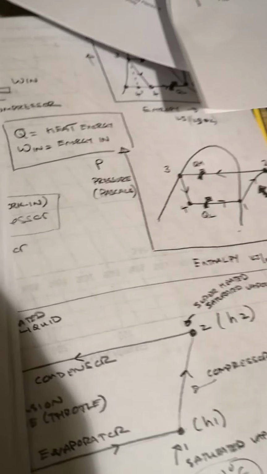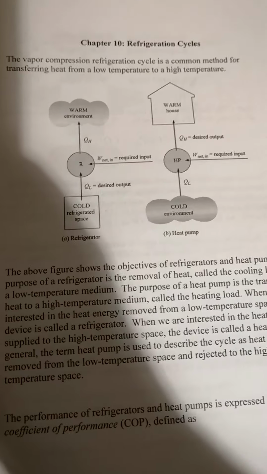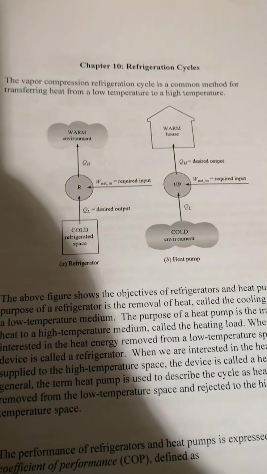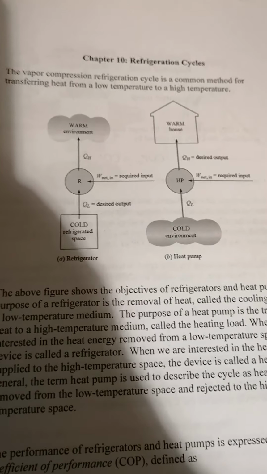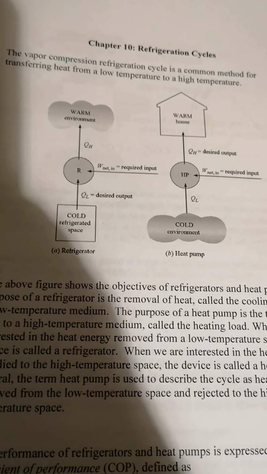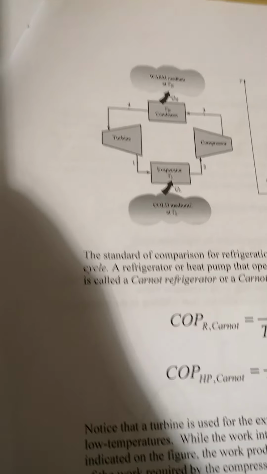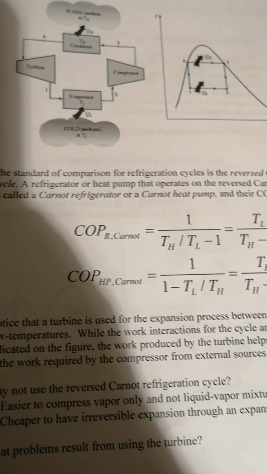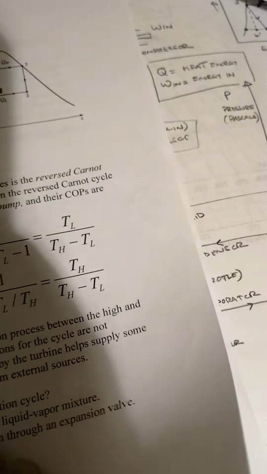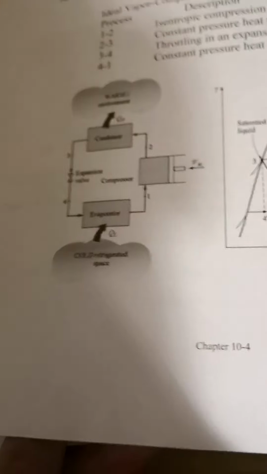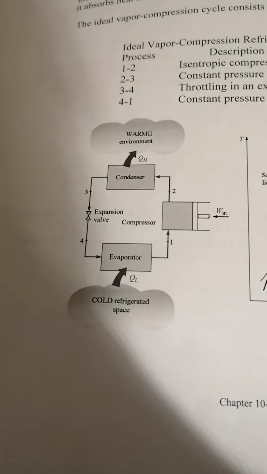Okay, everybody, what I've done is I've compiled a simple document from Chapter 10, Refrigeration Cycle. This is on the team's file system. Now this goes through how to calculate the COP R. It also goes through the stages of the refrigeration cycle. You'll have a copy of this.